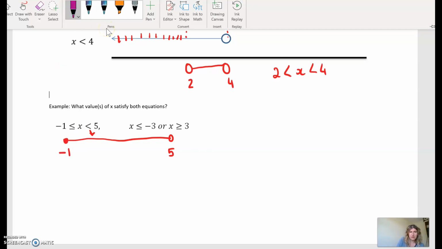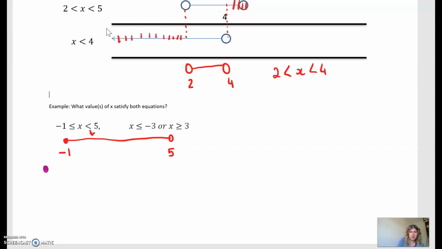For our second one, we've then got x is less than or equal to -3. So -3 is all the way down here. Again, put a closed circle, so less than or equal to -3. Or it's greater than or equal to +3. So I'm going to put +3 there, so we might be bigger than or equal to +3.